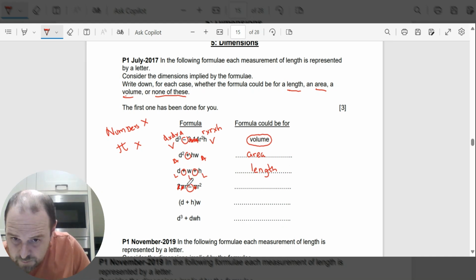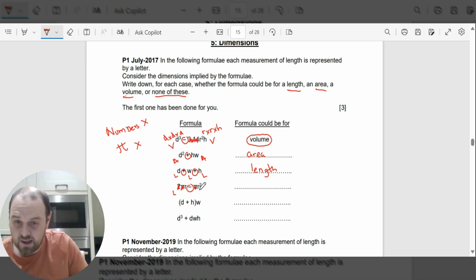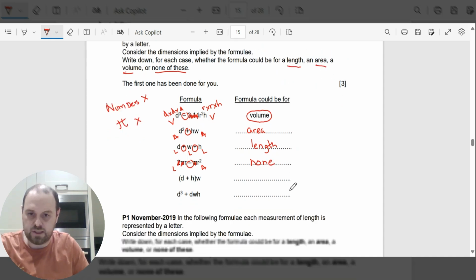Now I've got rid of 2 and pi. All I'm left with here is an R. You can see it in there, hopefully. R on its own is a length. However, R squared in the second term is an area. Ooh, we've got a mishmash. When we've got a mishmash, the answer is none. And there's only 2 more I want to pick out for you.